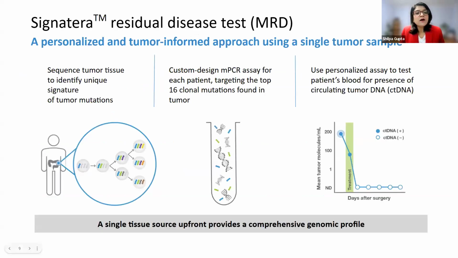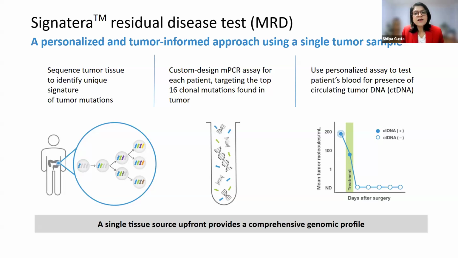And Signatera has really shown promise in bladder cancer so far, across stages, and it's a minimal residual disease MRD assay. It's a personalized and tumor-informed approach using a single tumor sample, where we use archival tissue to identify a unique signature of tumor mutations and then custom design an mPCR assay for each patient targeting the top 16 clonal mutations found in the tumor. And this is unique for every patient.